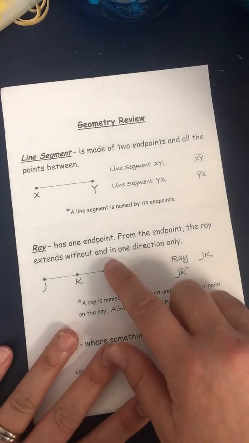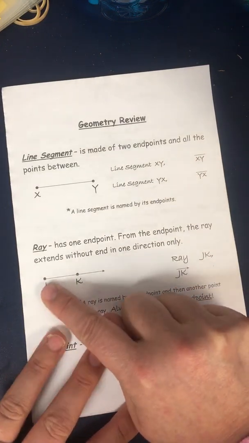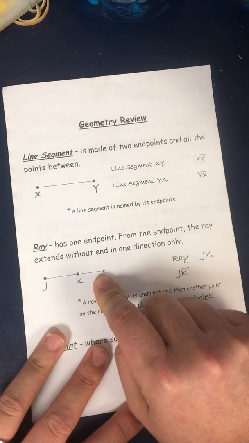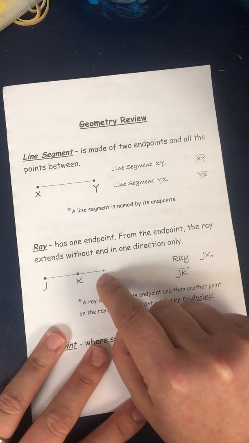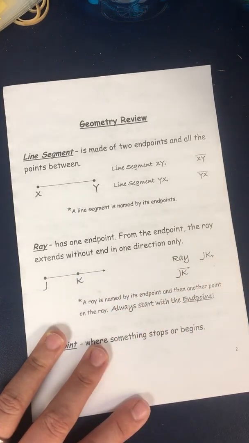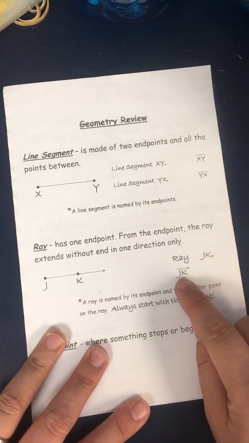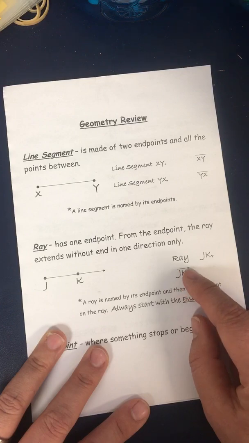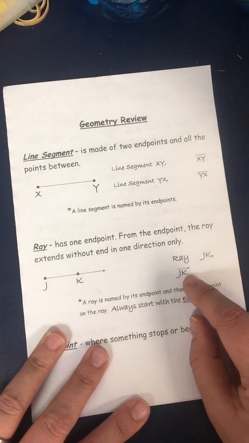That's the same with the line. And rays can be in all different directions, but they stop at an end point and they go on and on and on in one direction. So you notice there's an arrow only on one direction. A ray can be ray JK, or notice how it's written in symbol form where there's an arrow on one side. It's not on both, but it looks like it's just stopped, so that's like the end point.